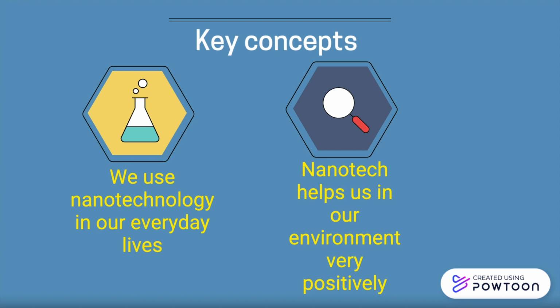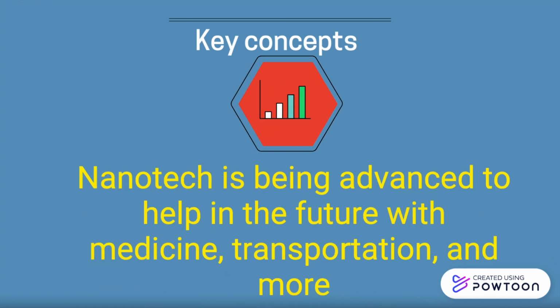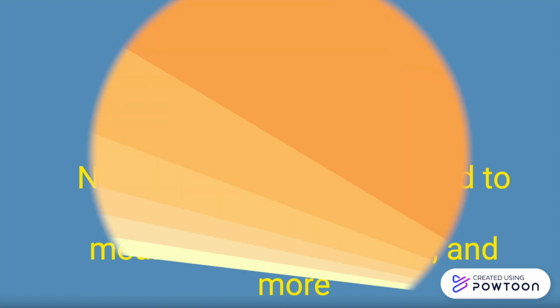Also, nanotech helps us in our environment very positively. We are going to learn more about this as we go on. The last key concept is a very important one, and it is that nanotech is being advanced to help in the future with medicine, transportation, and more. In the future, we are hoping to create vaccines, cures, and much more using nanotech. Transportation is definitely going to grow, and we are going to help our environment a lot in the future.